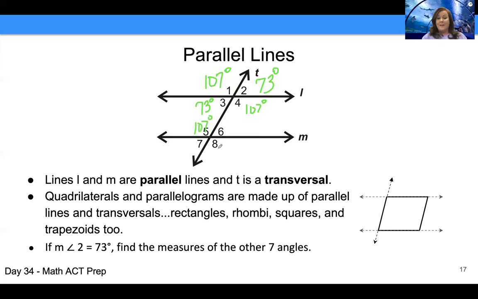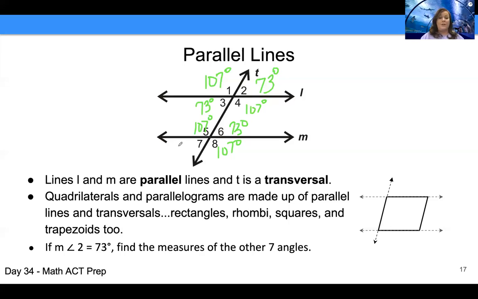107. Again, vertical angles. Here I have so many options. I can say 2 is corresponding to 6, so it's 73. I could say angle 4 plus angle 6 are supplementary. They're same side interior, therefore they're equal to 180. And again, I tend to use vertical angles whenever I can.